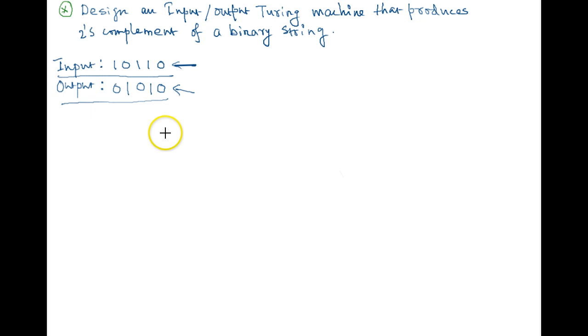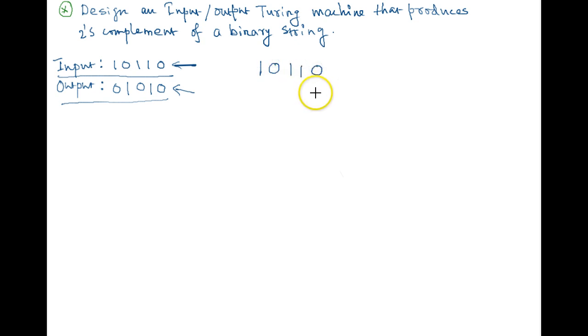01010. Now one way of doing this is first of all converting the input string to its ones complement, then add 1 with that ones complement and we get 2's complement. And another way, the easier one, would be if we understand the pattern of 2's complement of a binary string. So what happens if this is the string?